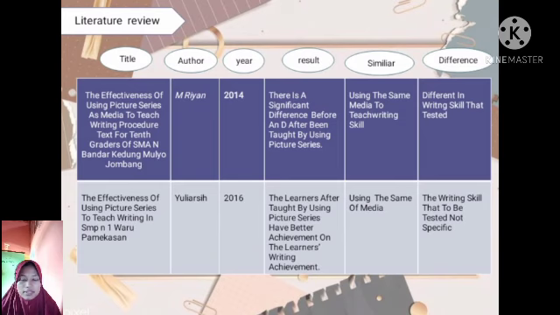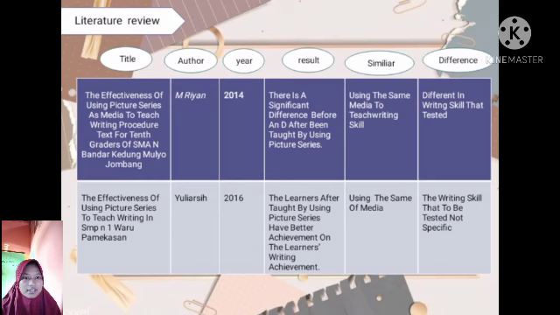And the second journal is the effectiveness of using picture series to teach writing in junior high school in Waru, Pamekasan. The author of this title is Yulia Rasi, and the year of the research is 2016. The result of the research is that the learners taught by using picture series have better achievement in writing. It is similar to my research, using the same media, which is picture series. And the difference is that the writing skill to be tested is not specific.